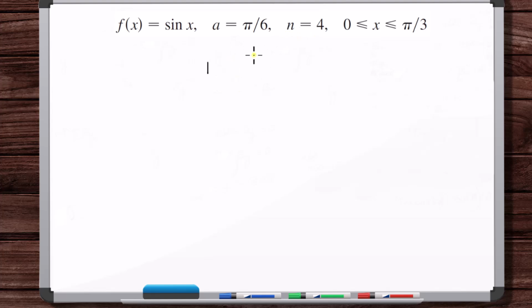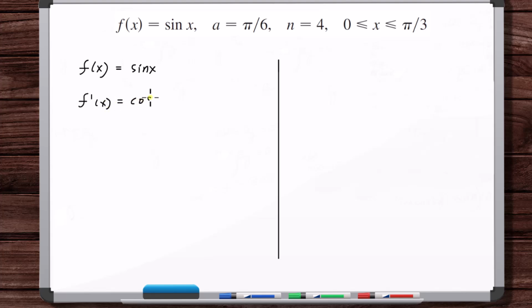Okay, so to do this, we're going to start just like if we were building the Taylor series here. We make 2 columns, and then we write out f of x and its derivatives. So we've got sine x, f prime of x is cosine x, okay.